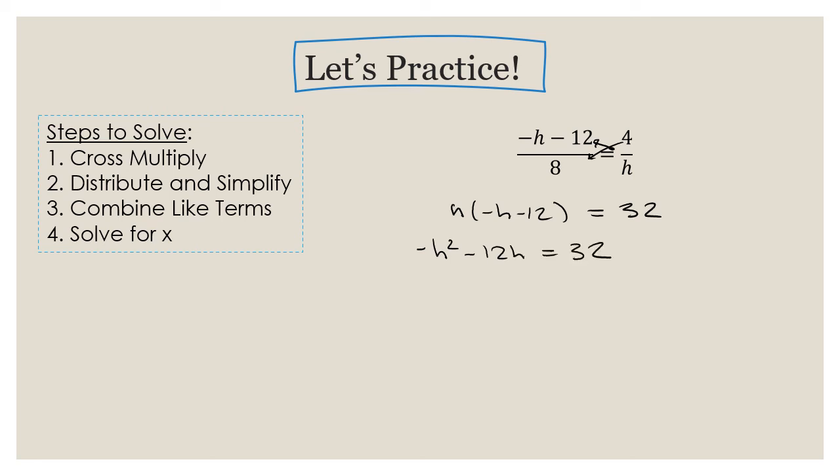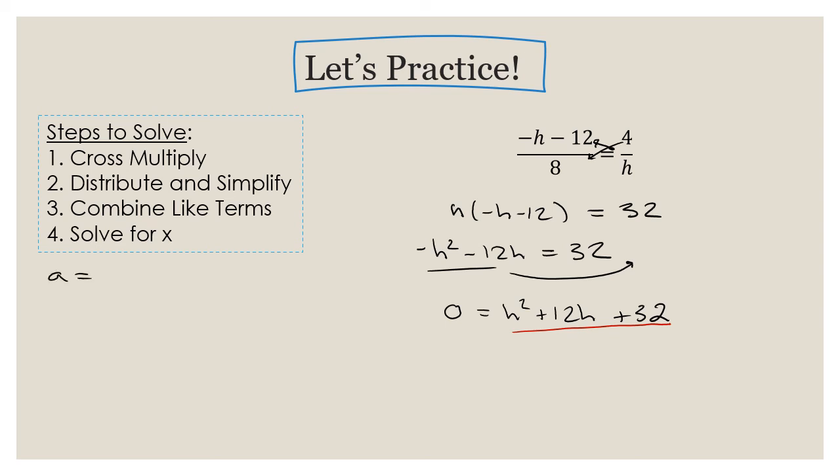I'm going to go ahead and move these terms on the left to the right hand side because I want it to all be positive. So when I move it, I have to do the opposite, so I actually get positive h squared plus 12h, and then I still got a positive 32 over there. Now this is a quadratic equation, and we can solve it using the quadratic formula.